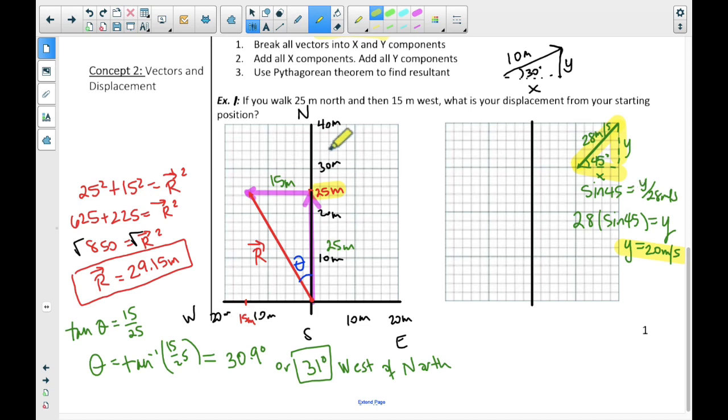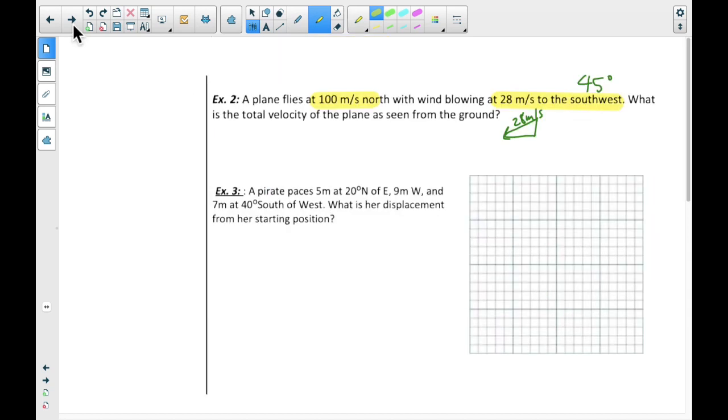Let's go back to the problem. It says a plane flies at 100 meters per second north with a wind blowing at 28 meters per second to the southwest. What is the total velocity of the plane as seen from the ground? So one other thing we have happening here is what's going on as it's seen from the ground compared to what's going on actually in the sky. And so this is like a frame of reference.